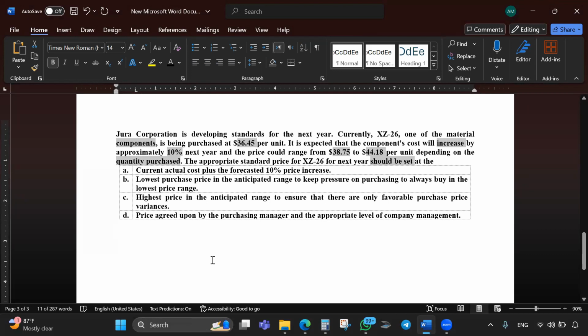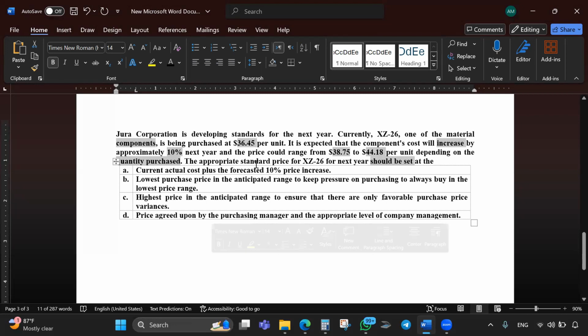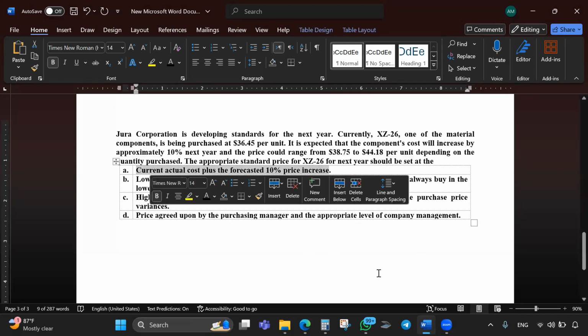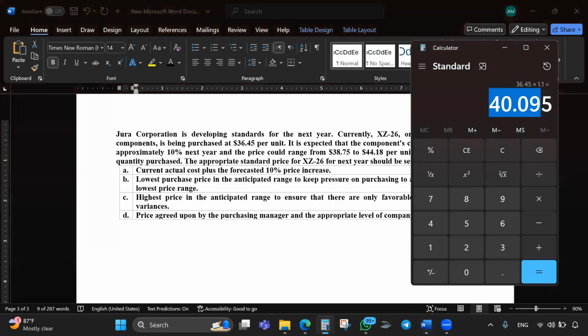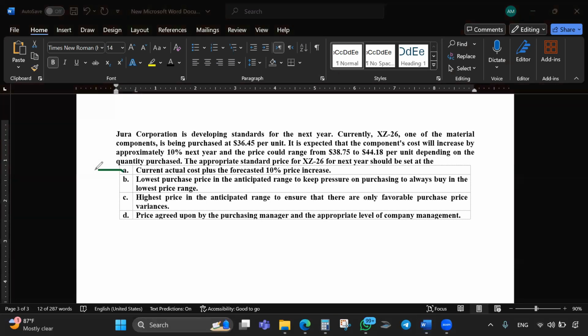Let's read the solutions. A, current actual cost plus the forecasted 10% price increase. It's not correct because if we multiply, we will get $40, and the price can be 38 and can increase up to 44. Which means that the first solution is not correct because the price is not fixed to $40.